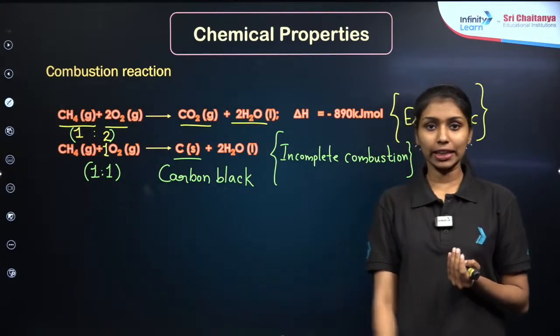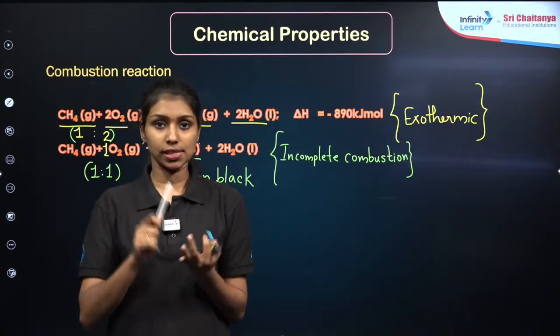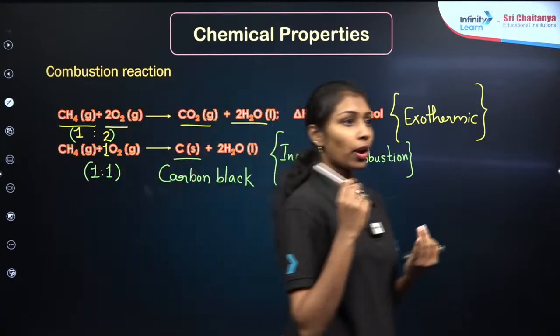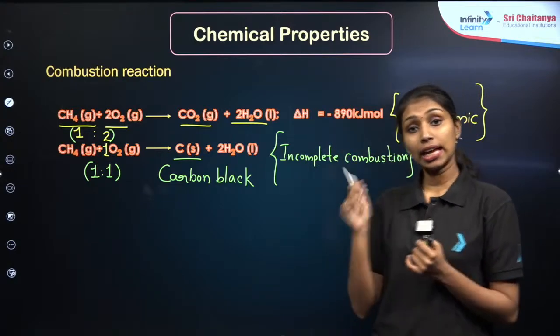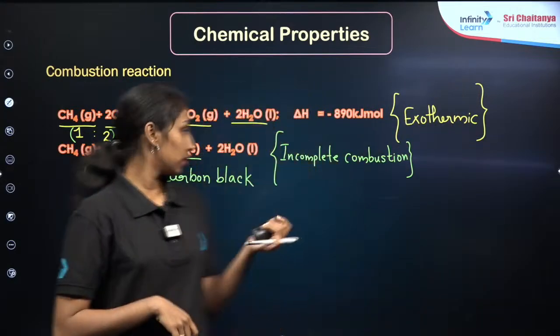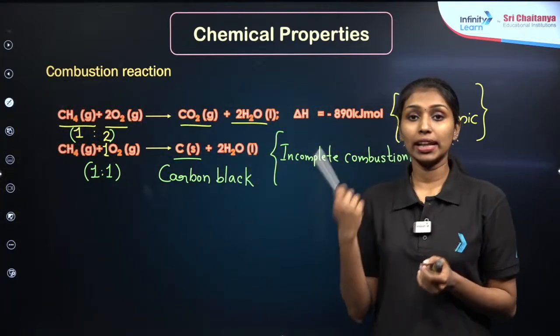So what you are observing here is that if you change the mole ratio of oxygen, you will get products other than carbon dioxide and water in the combustion. That particular reaction is known as incomplete combustion. Clear? So now let us talk about the combustion of other alkanes.